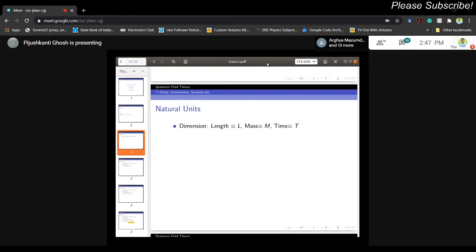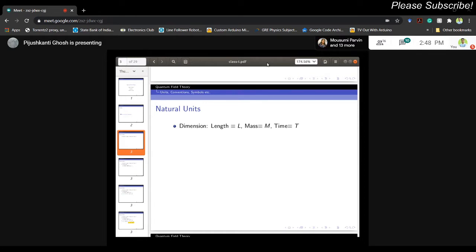Okay, so why do we need natural units? You know that when you study standard physics, maybe starting from class 8 or during your school days, or maybe even earlier, we learn about units. There are SI units, CGS units, and many things. But in particle physics, we use natural units. There are certain reasons for this.